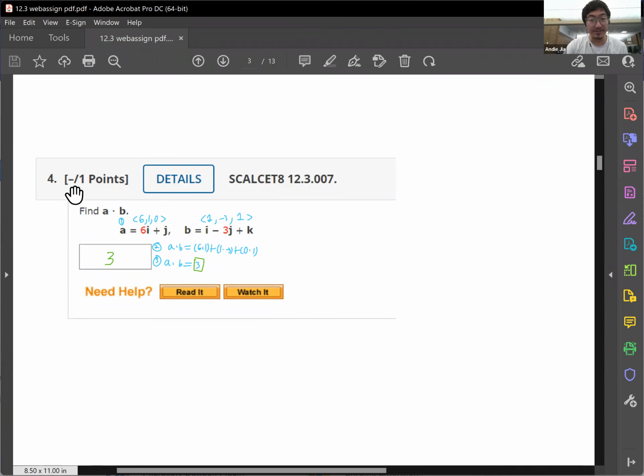For number four, it is in i, j, k form. If they're missing k, then the z component is zero, because i, j, k represent x, y, and z. Make sure you don't miss those variables when doing vector computations to find a dot product.